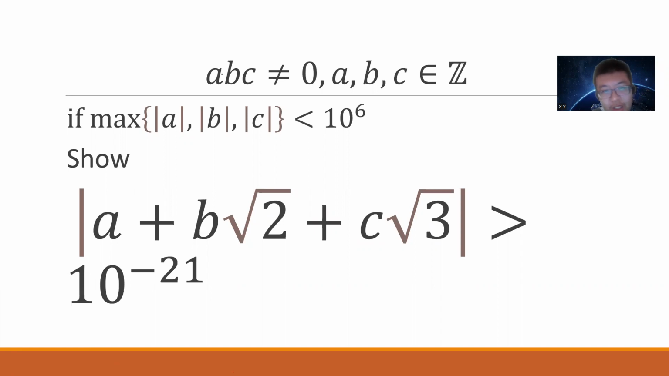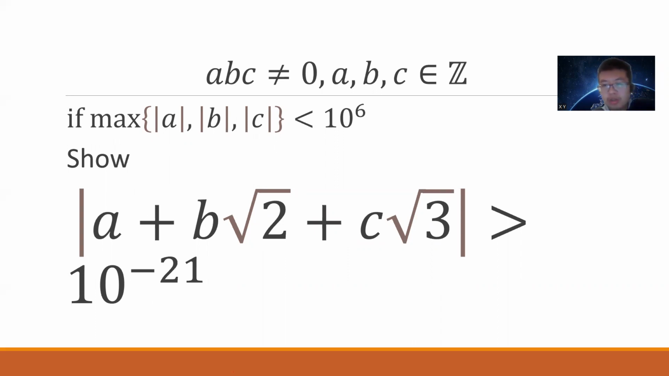The question asks: if a, b, c are all integers and they cannot all be zero, and you set the max of a, b, c to be 10 to the 6, show that |a + b square root of 2 + c square root of 3| is greater than 10 to the negative 21.